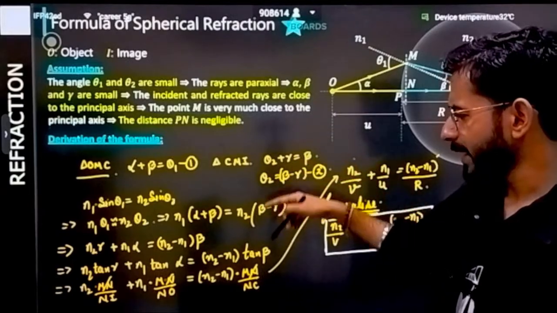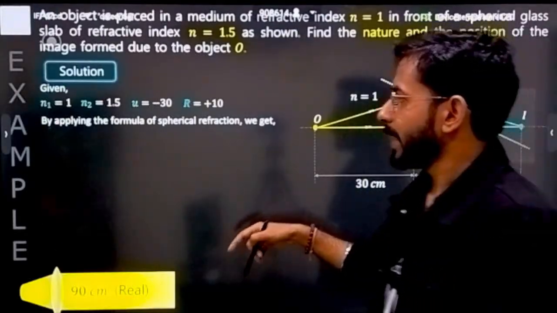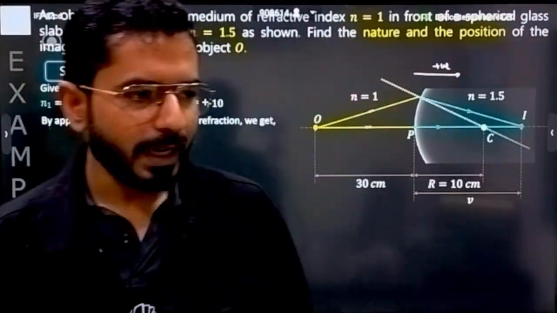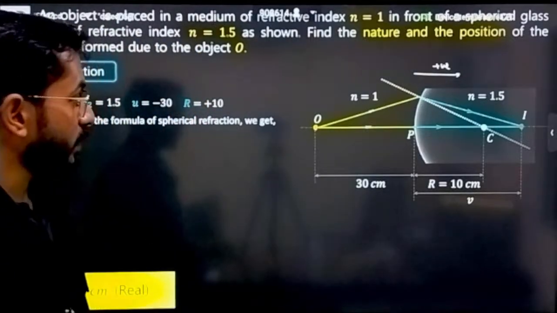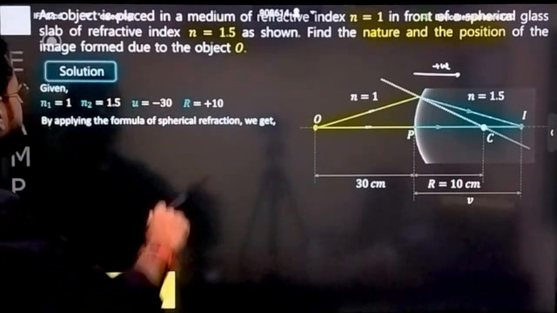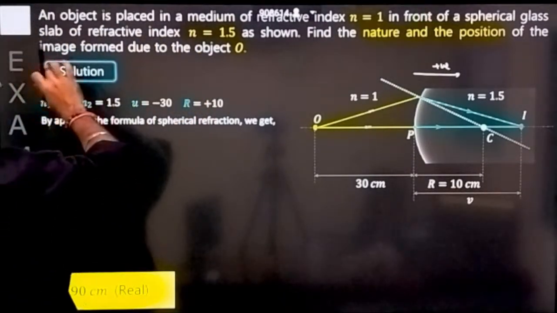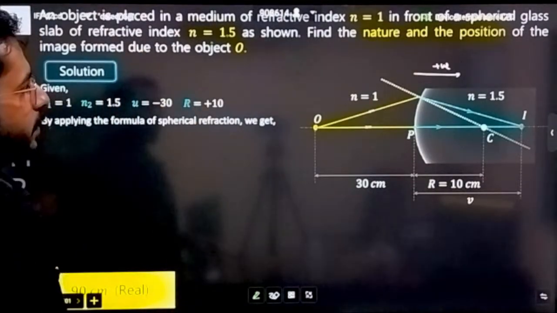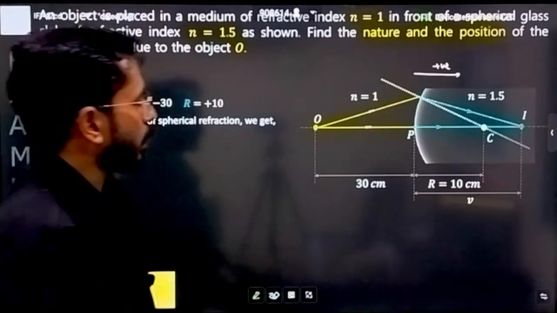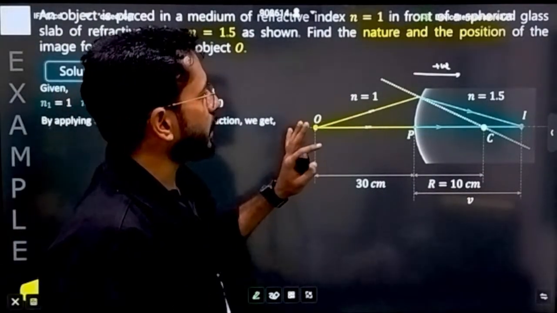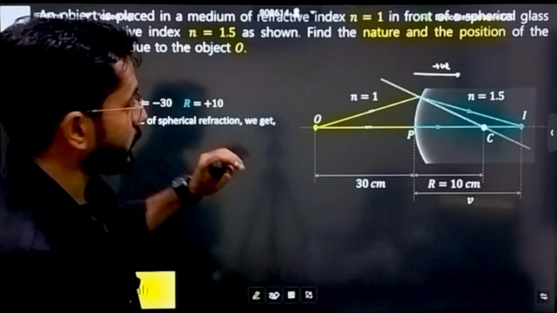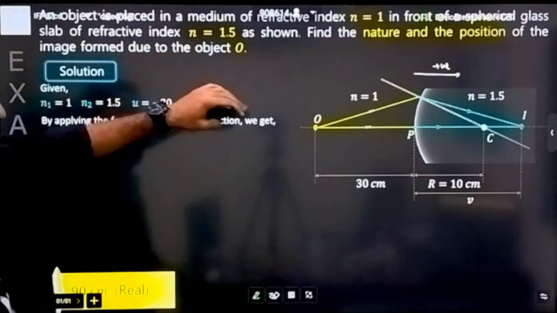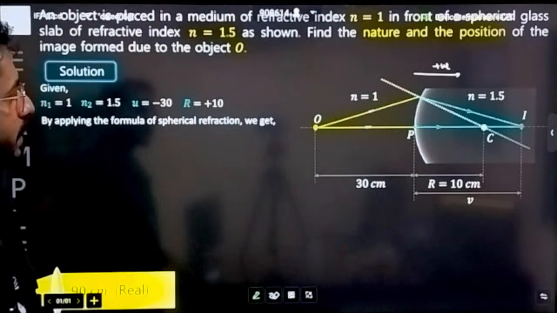Simply, here again the complete derivation is given for you. So let's apply this in a formula and see what the answer is, so that the application is very clear to us. Read the question. An object is placed in a medium of refractive index n equal to 1. Okay, the object is kept in a medium of refractive index 1 in front of a spherical glass surface. The spherical surface has a refractive index of 1.5 given.